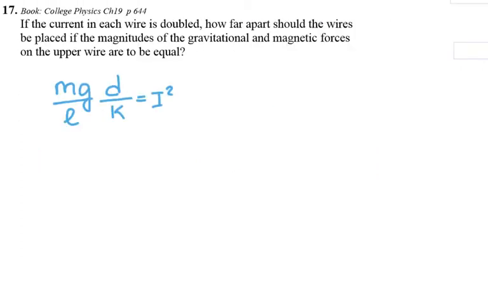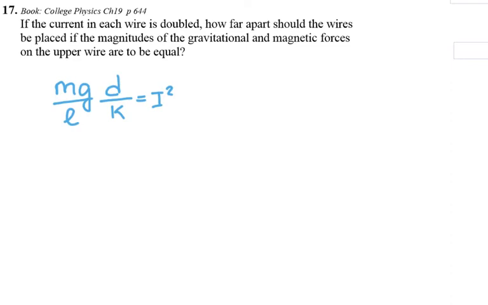For the next question, they say that if the current in each wire in the problem above is doubled, how far apart should the wires be placed if the magnitudes of the gravitational and magnetic forces on the upper wire are still to be equal or cancelled?